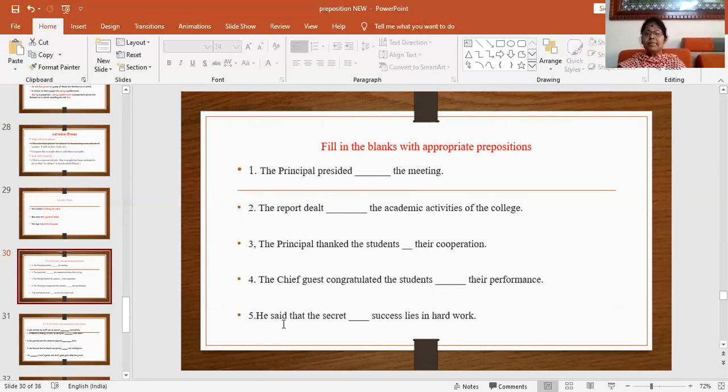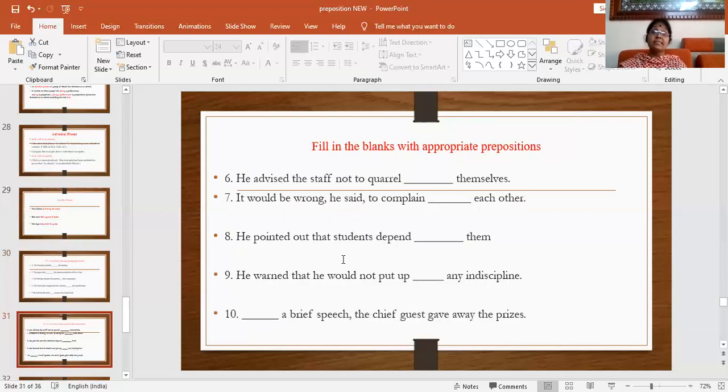Now, he said that the secret dash success lies in hard work. Now, what is the preposition that has to come here? The secret of success. It is always of success. So you remember this, success will always take the preposition of, right? Of success, right? Then similarly, next one.